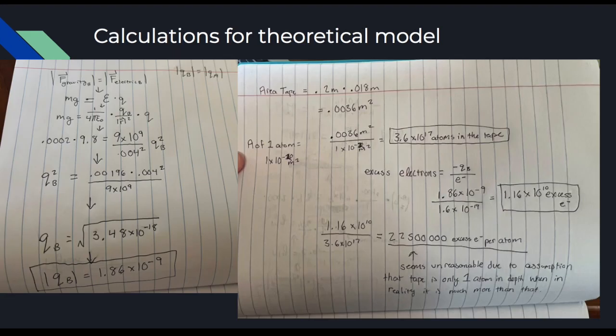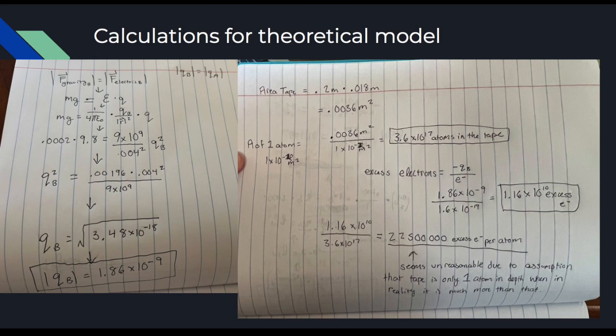Next up, we use the theoretical model. So first thing we need to understand is that the magnitude of the charge on tape 1 and tape 2 is the same. We also need to understand that the magnitude of the gravitational force on tape B is the same as the magnitude of the electrical force on tape B. As you can see, after solving these equations, I found the magnitude of the charge on tape B to be 1.86 times 10 to the negative 9th.